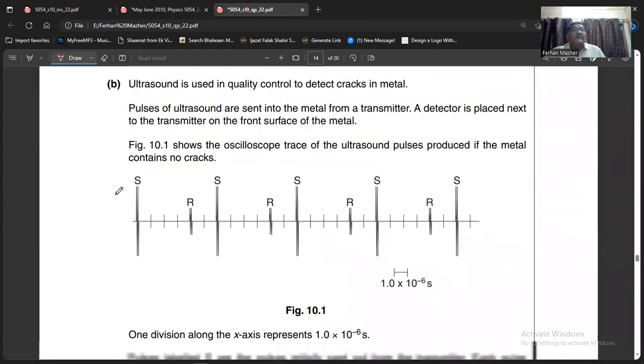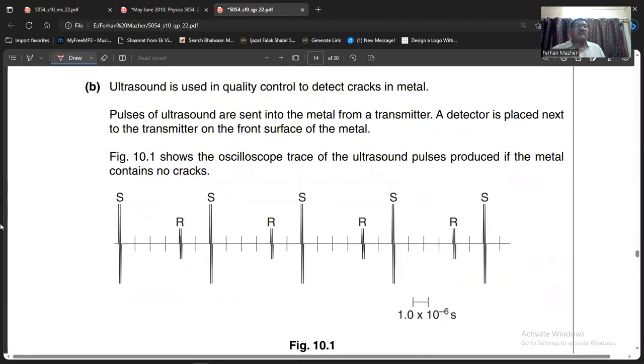Then we have: ultrasound is used in quality control to detect cracks in metal. Pulses of ultrasound are sent into the metal from a transmitter. A detector is placed next to the transmitter on the front surface of the metal. Figure 10.1 shows the oscilloscope trace of the ultrasound pulses produced if the metal contains no cracks.